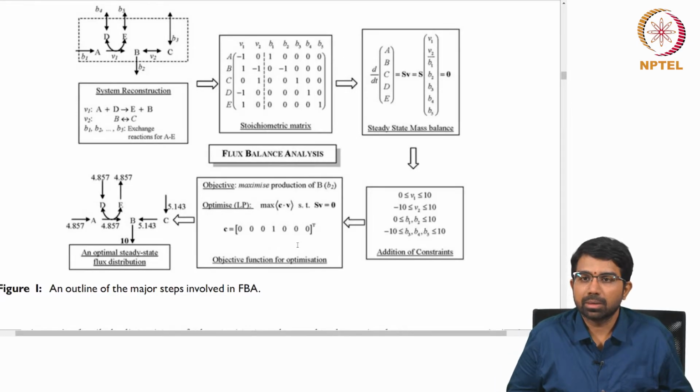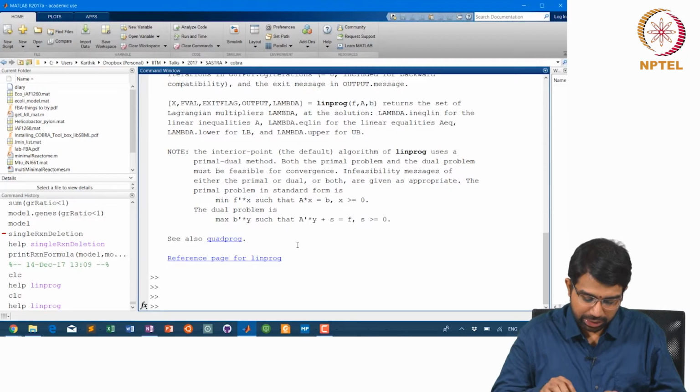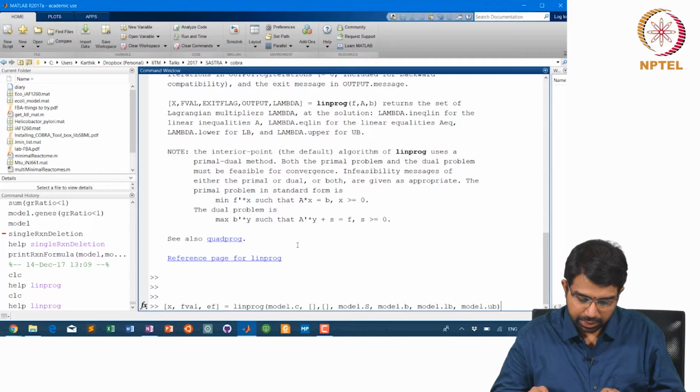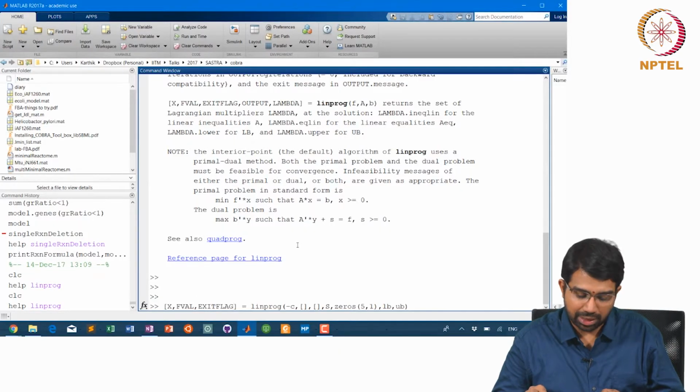A and B, which are empty, you will put as empty. A and B do not exist, so we will just put empties in their place. So I would essentially call it as x, fval, exit flag is linprog of minus c, because I want to maximize, empty, S, zeros, LB, UB, right?